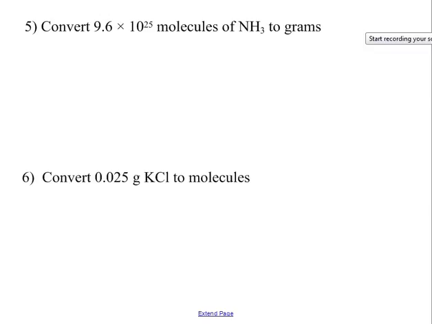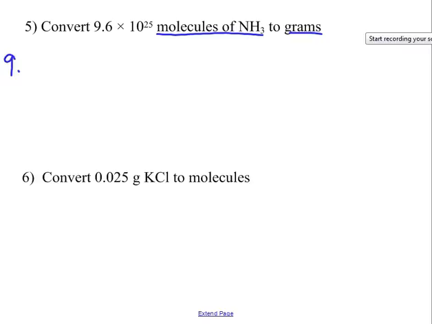Problems 5 and 6 are a little bit more complex. They're going to be 2-step problems, and I know that because we're going from molecules to grams. So we have to do this in 2 steps. If you go back and look at your mole map, you can see that molecules and grams, the only way you can do those problems is you have to convert to moles first.